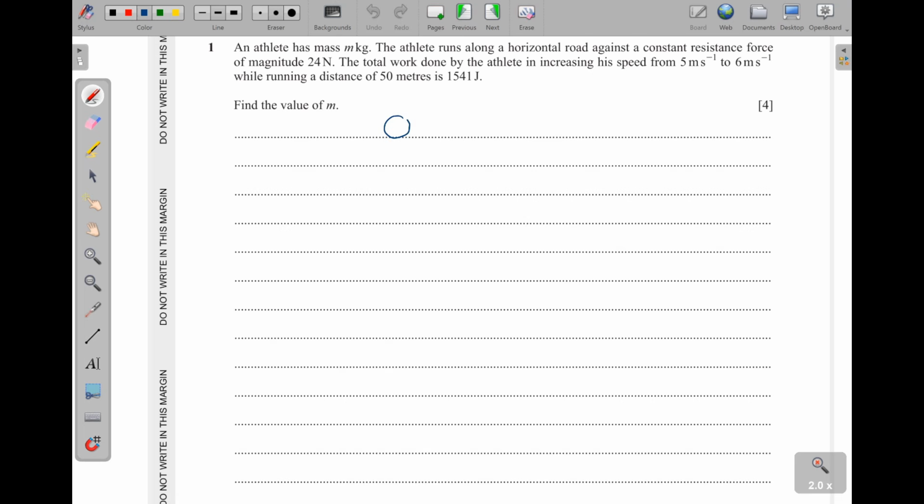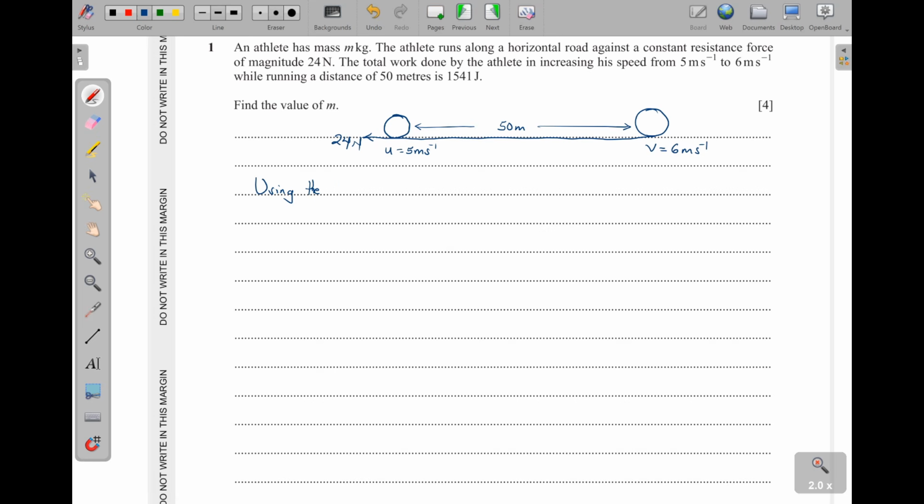Using my sketch here, this is the athlete, maybe moving up to here. At this point, the speed is 6 meters per second. Then here it is 5 meters per second. Then this distance here is 50 meters. Of course, there is a resistance force here, 24 newtons. I can use the energy method. There are two methods you can use here.